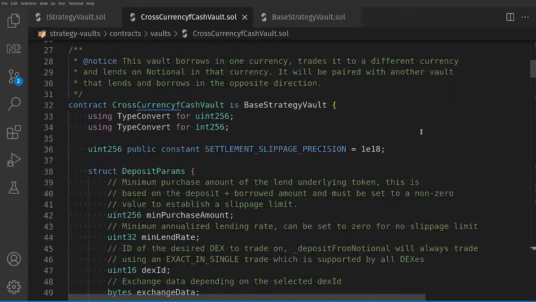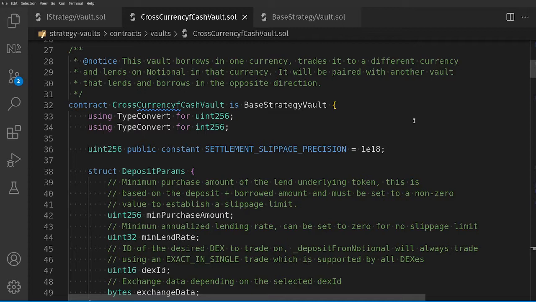So the cross-currency fCash vault, this particular strategy involves borrowing on one currency in notional and lending on another. And for this vault, it's only going to be deployed in situations where the two currencies are pegged in value to each other. So DAI and USDC, if we list frax, it would be like USDC and frax or something like that.